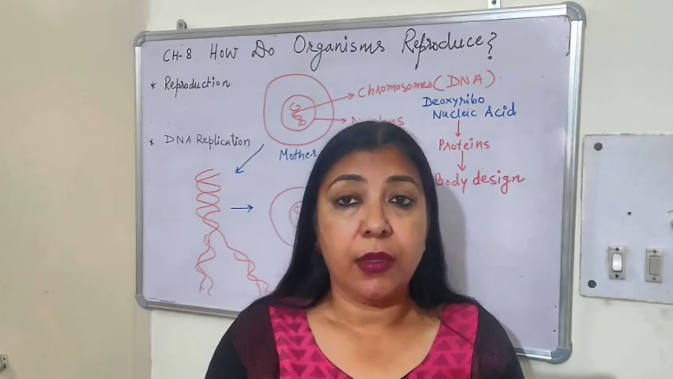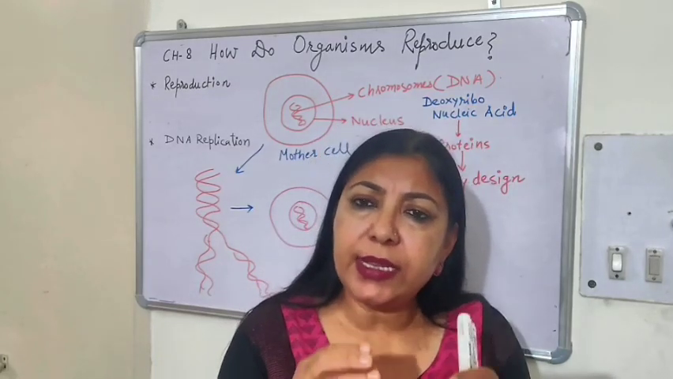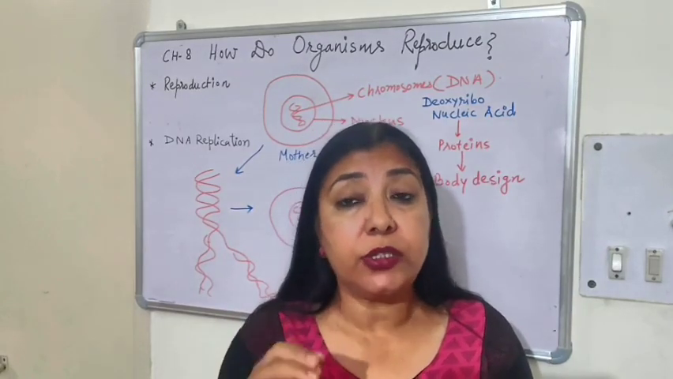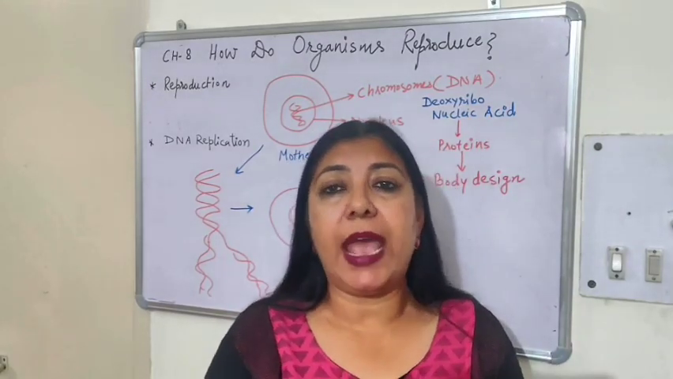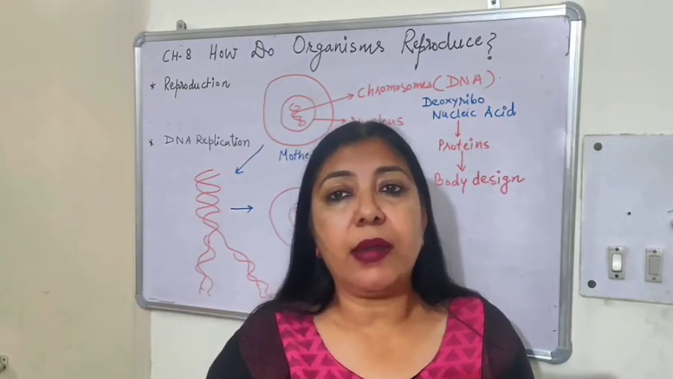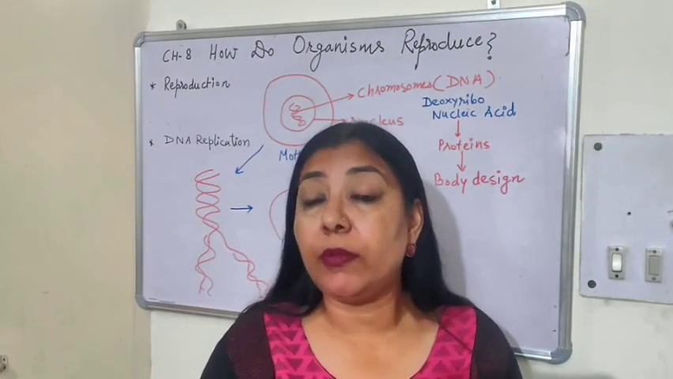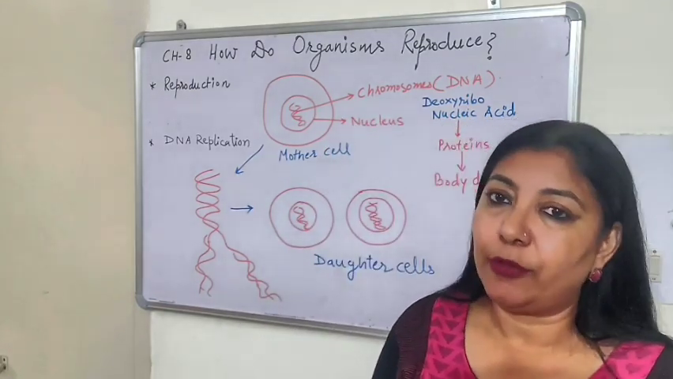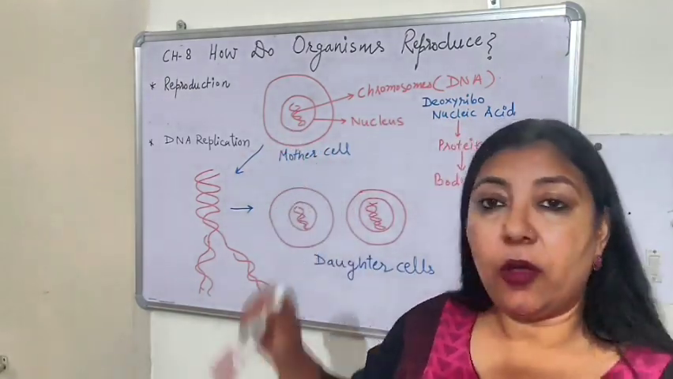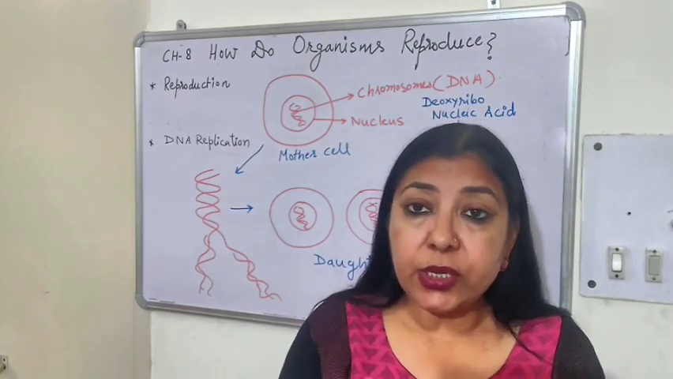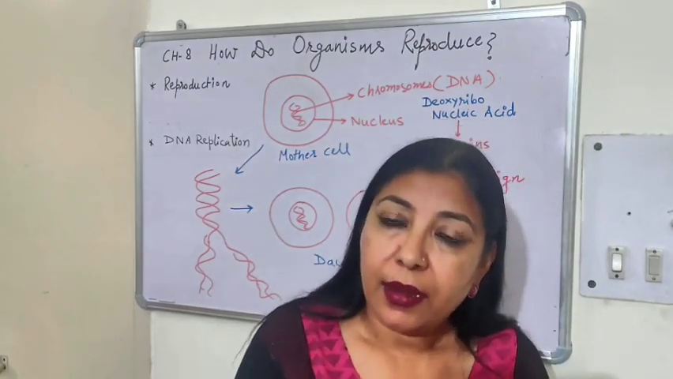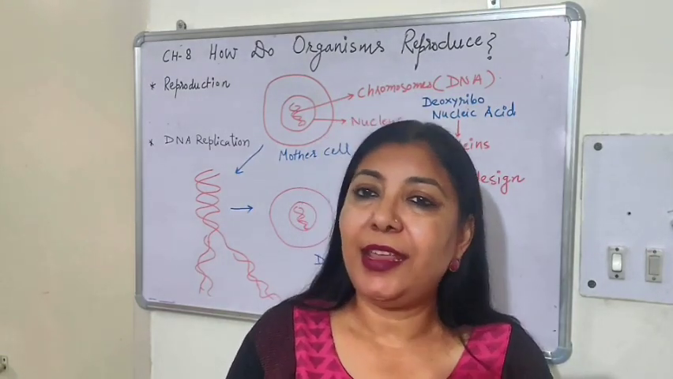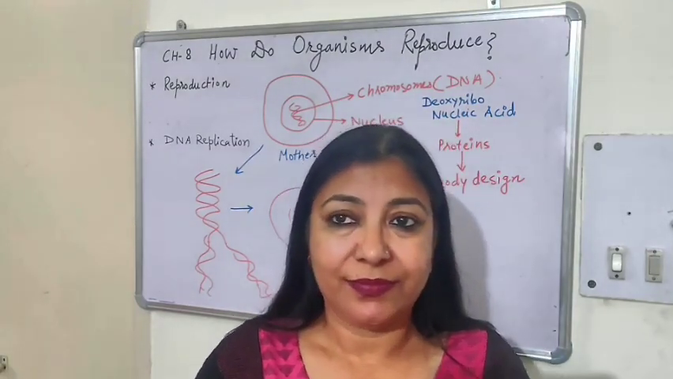So in this way, variations, if they are very subtle and mild and they are not harming much to the organism, these are helping the organisms to evolve and they become the basis for evolution. Okay, so I hope you have understood the relation between this reproduction and the process of DNA replication.